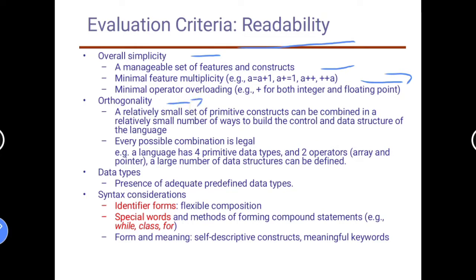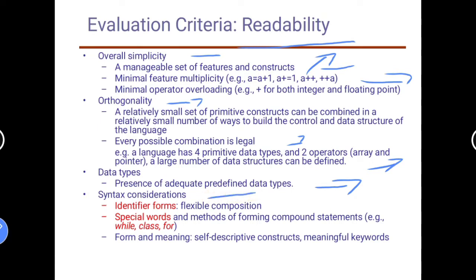Second is orthogonality. A relatively small set of primitive constructs can be combined in a relatively small number of ways to build the control and data structures of the language. Every possible combination is legal. For example, a language has 4 primitive data types and 2 type operators, array and pointer. A large number of data type structures can be defined. Data types, presence of adequate predefined data types. Just like when you use A as a variable, what type is this A called a data type, either int type or float type.